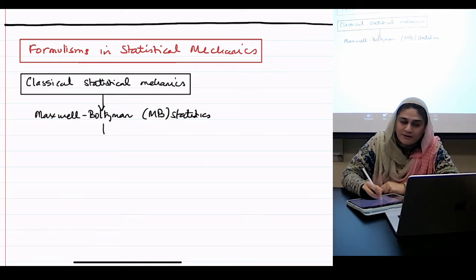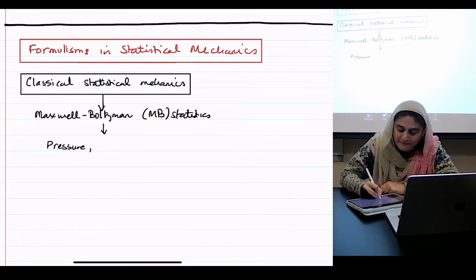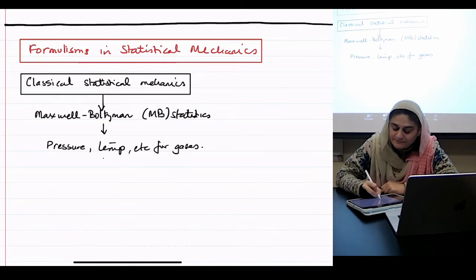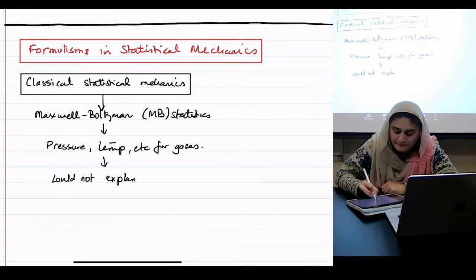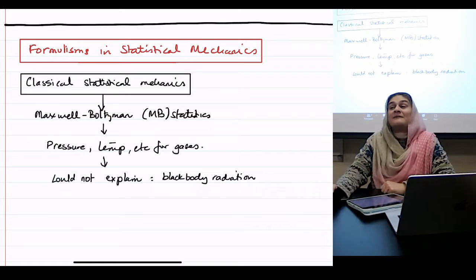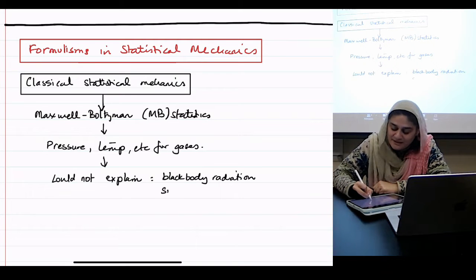This was very good at explaining things like pressure, temperature, etc. for gases, but could not explain things like black body radiation, the ultraviolet catastrophe, and specific heat at low T's.